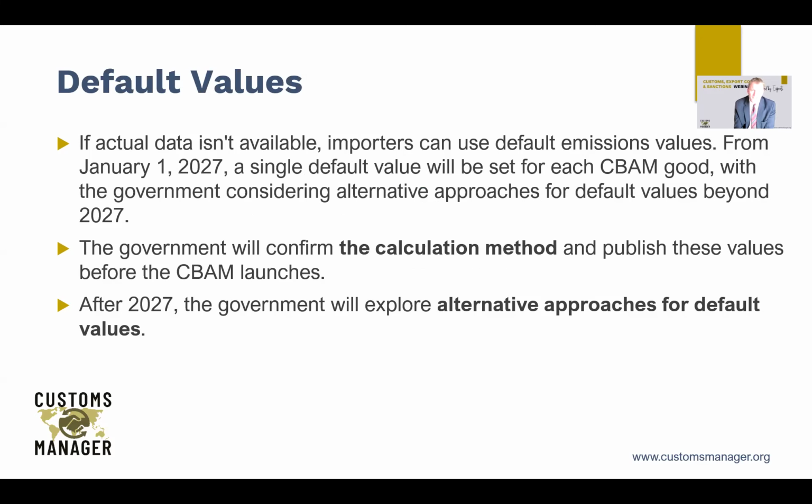So therefore, you have it. In really good news, if actual data isn't available, importers can use default emission values. From January 1st, 2027, a single default value will be set for each CBAM good, with the government considering alternative approaches for default values beyond 2027. The government will confirm the calculation method and publish these values before CBAM launches. And there will also be alternative approaches for default values.